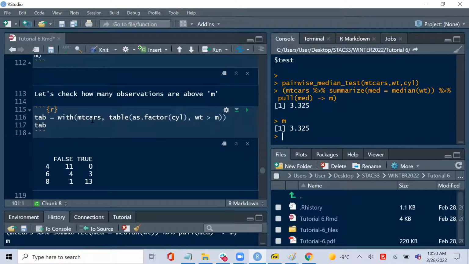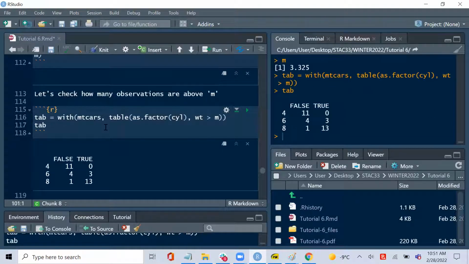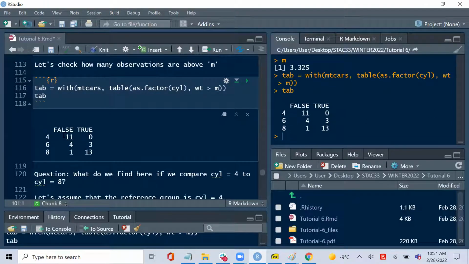So this is saying, within your empty cars, look at a table that tells you the number of times your cylinder class is bigger than the median for weight, right? So how many times is your weight bigger than the median for each of the cylinder classes. If I run this, you'll see that it's false for 4 because it's never bigger than. It's false 11 times, and true 0 times, because for 4, it's always consistently smaller than the median, right? And you can see that 4 is so low that, of course, the median of 4 is lower than the median of all of them.